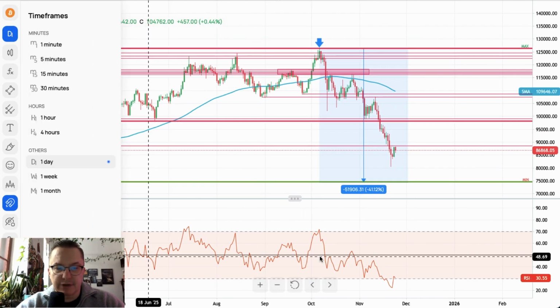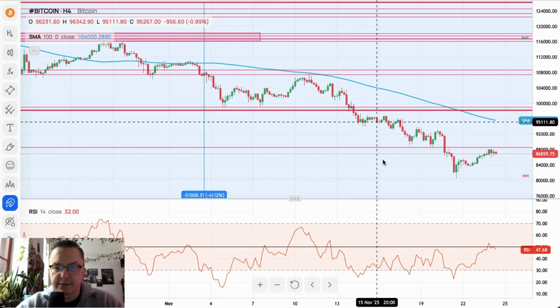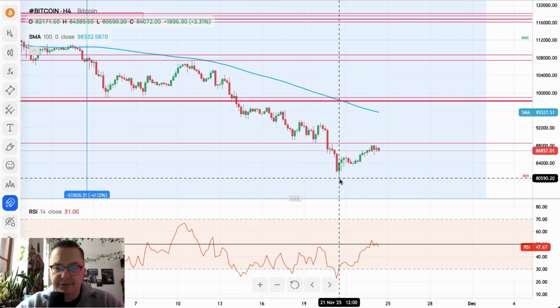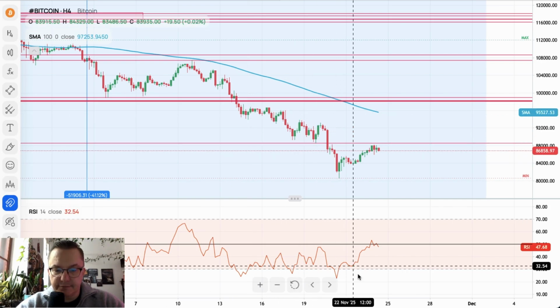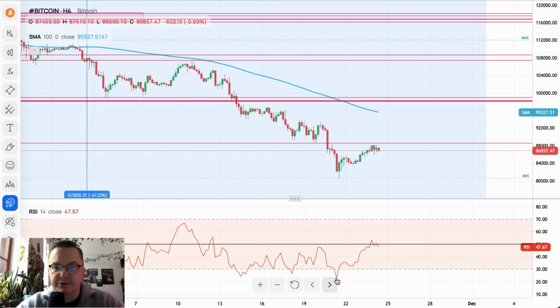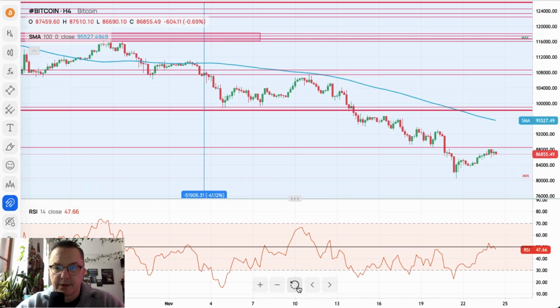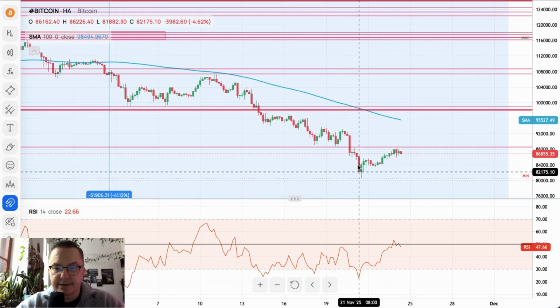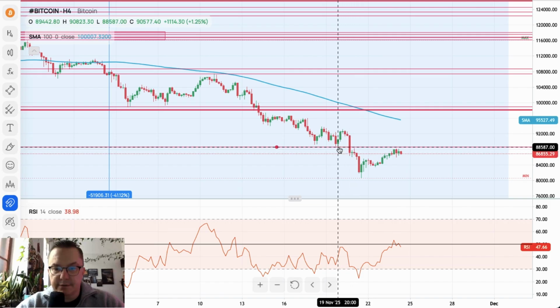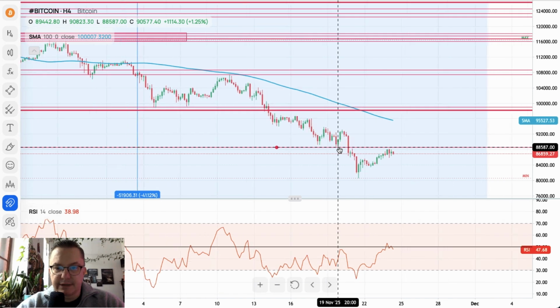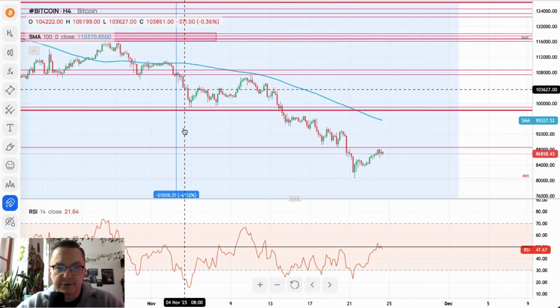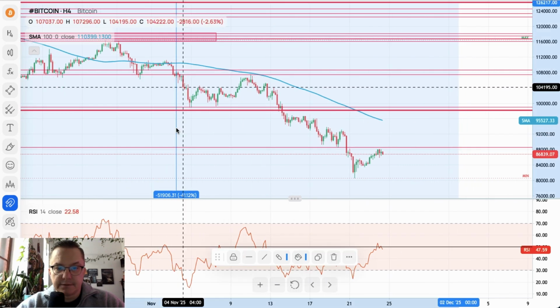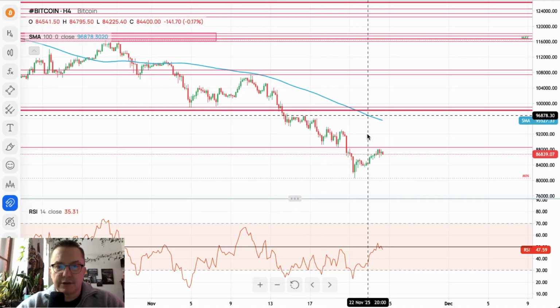On the daily, we are trying to bounce from the extremely oversold conditions. 80,590 is the level. On the 4-hour time frame chart, we are trying to bounce from the extremely oversold conditions as well. The first technical resistance is 88,597, but the downtrend is still on. The downtrend is still the major trend in this channel.